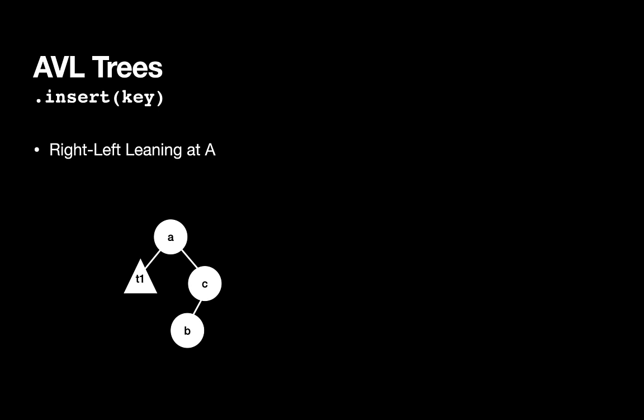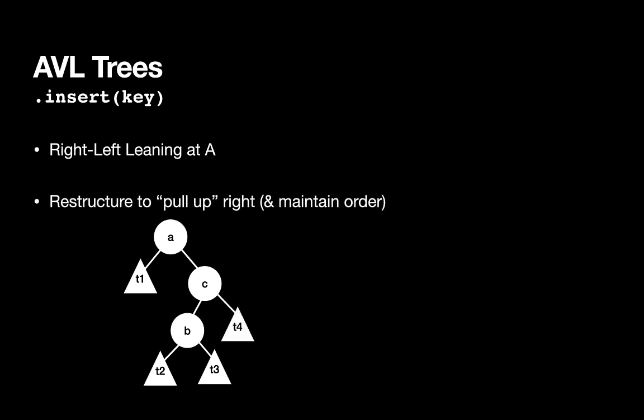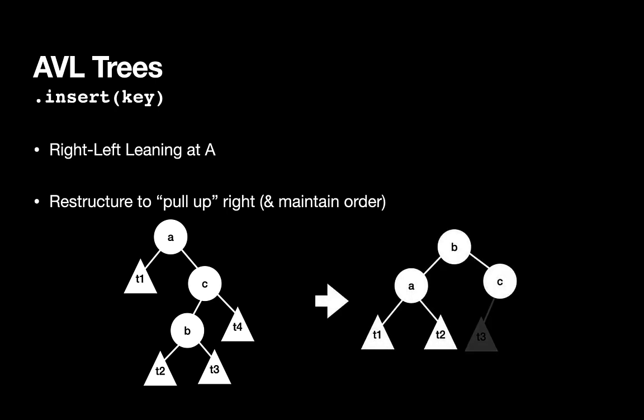So again, we've identified the direction of the out of balance by labeling these 3 nodes based on the order of their keys. And then we attach the subtrees basically from left to right yet again. And yet again, we're going to focus on pulling up the right side and maintaining the order of everything by forming one of these perfect little triangles and attaching the subtrees in a way that maintains the order of all of the keys appropriately.